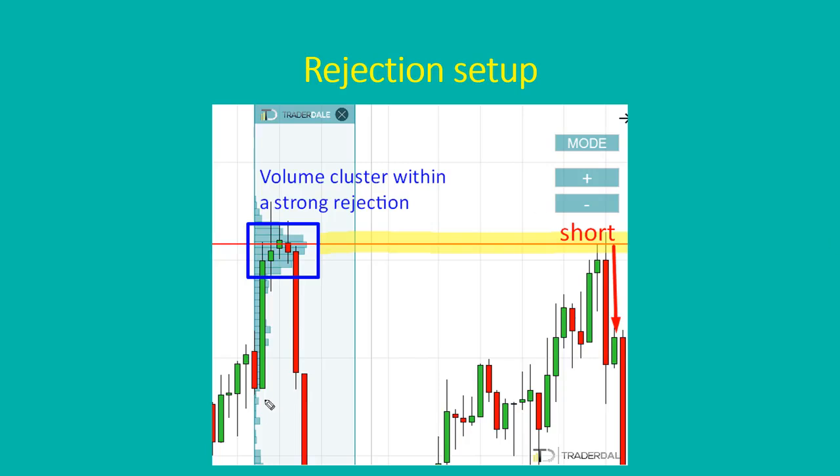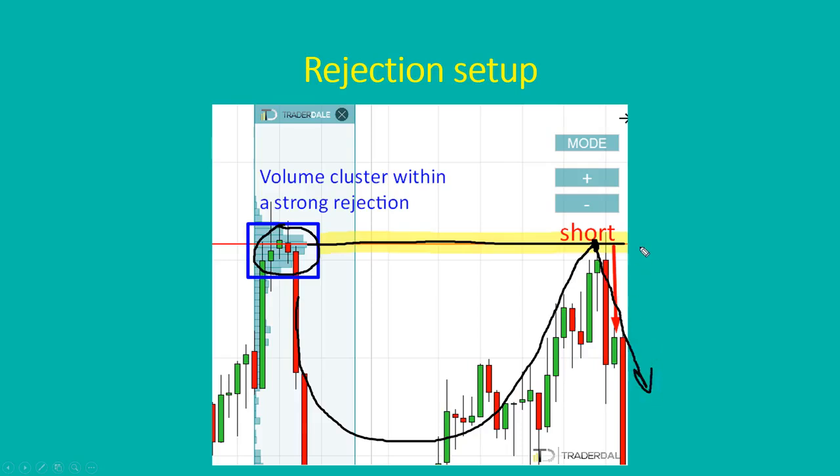One more example of the same setup. This time there were aggressive sellers rejecting higher prices, pushing the price downwards. Now within the rejection area, the heaviest volume cluster was this one, and heaviest volumes are right there. So you draw a line, you wait for a pullback, and when the price hits the level, you enter a short. No need to wait for any sort of confirmation. Alright, so that's short trade scenario.